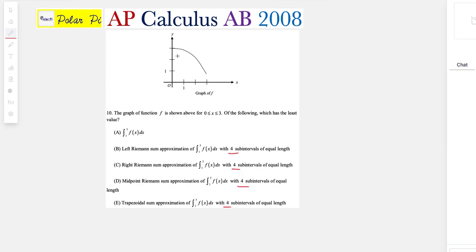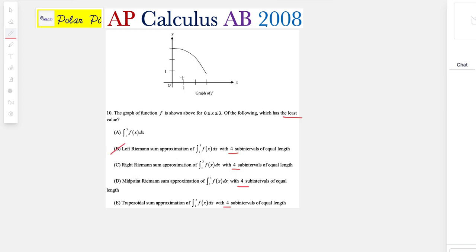It doesn't make the question harder. But in any case, they should have just made it 3 because it's from one. Anyway, we use 4 rectangles, but it's saying left Riemann. Notice that since the function is decreasing, a left Riemann, say for the first rectangle, would over approximate it. So we see which of the following is the least. B is bigger than A, so we can cross it out.